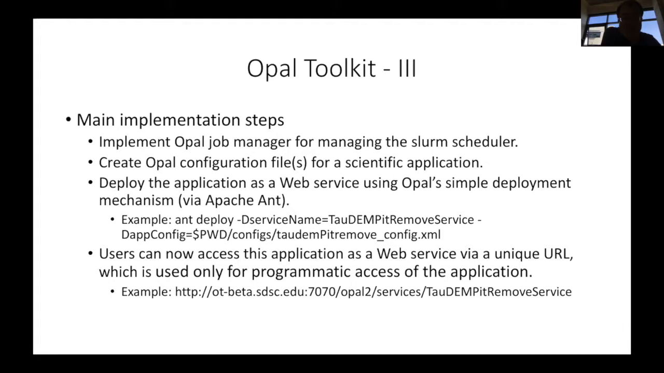This is used only for programmatic access of the application. Each unique URL has its own wizard. The wizard is for the client information.